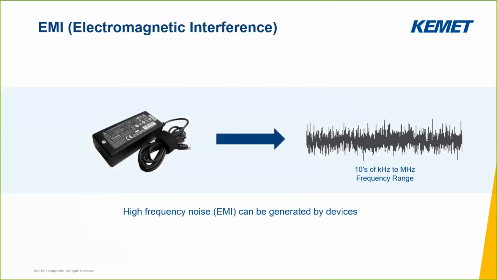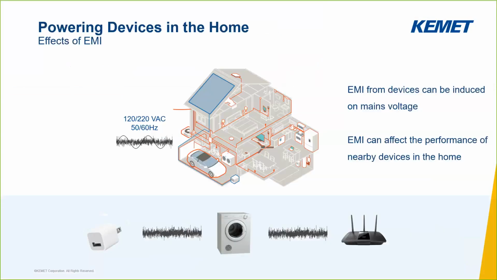Many devices in the home, such as chargers, TVs, appliances, and computers, contain high-frequency switching components like transistors. Because of the high-frequency switching, these devices can generate high-frequency electrical noise called EMI, or electromagnetic interference, in the tens of kilohertz to megahertz frequency range. The EMI generated by these devices can be induced on the mains voltage and distributed throughout the home's power network. Because other devices are connected on the same network, they may be affected by the EMI that's been induced on the AC mains, and their performance may be degraded.